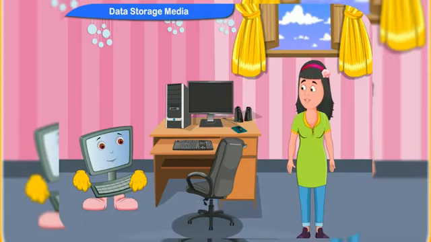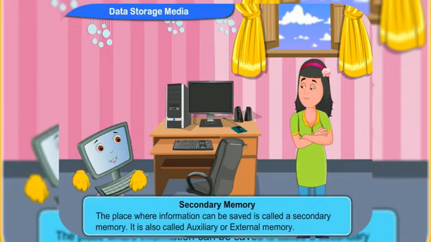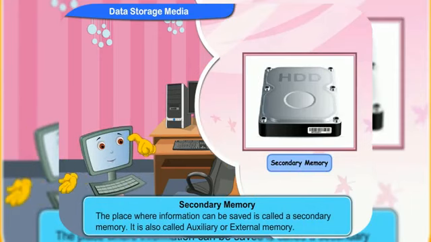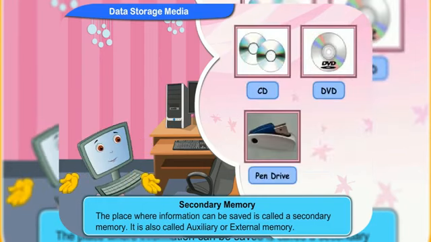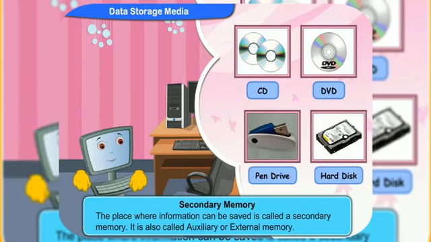Thank you for the information, Kliko. But what is secondary memory? The place where information can be saved is called a secondary memory. It is also called auxiliary or external memory. CDs, DVDs, pen drives and hard disks are examples of secondary memory.